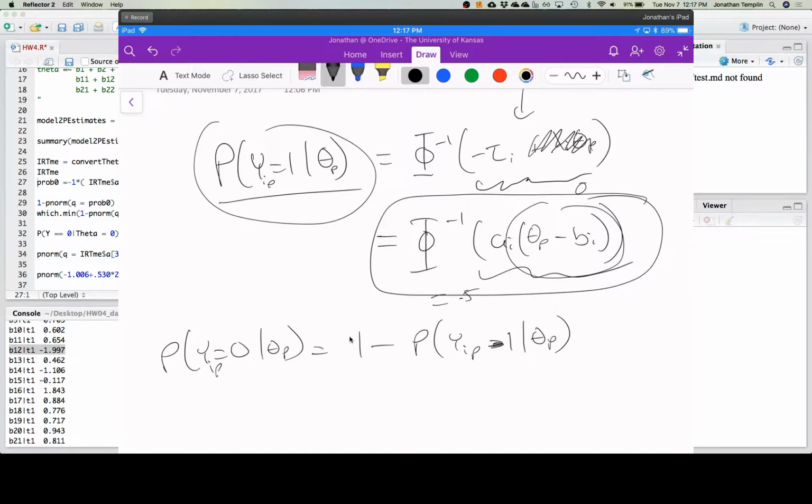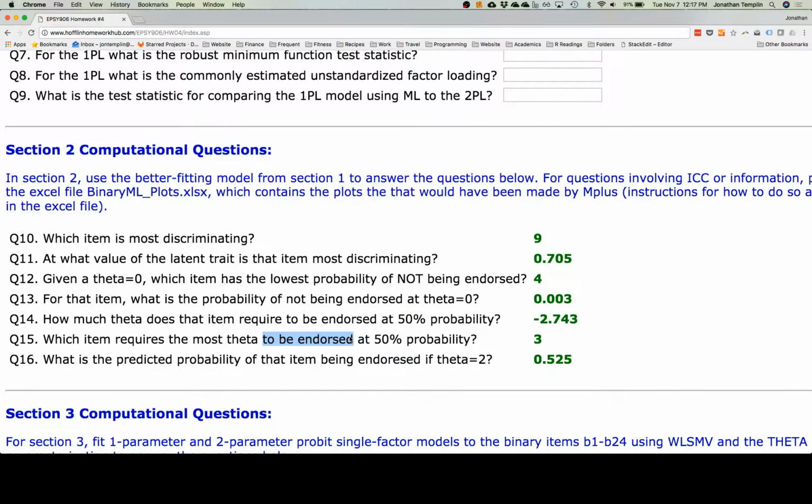So we're looking for the item that requires the most theta to be endorsed at a 50% probability, which would indicate the bigger the theta, the bigger the item difficulty. So we're looking for the item with the biggest item difficulty. Are we supposed to be using the probit function or the inverse probit function? Inverse probit on all of this. The logit is something that we can't do with any of this because Lavaan only uses probits.